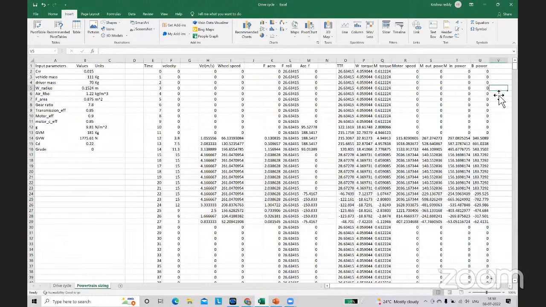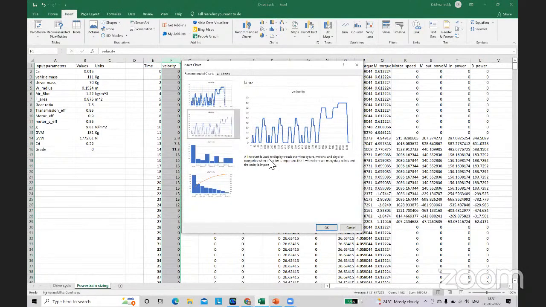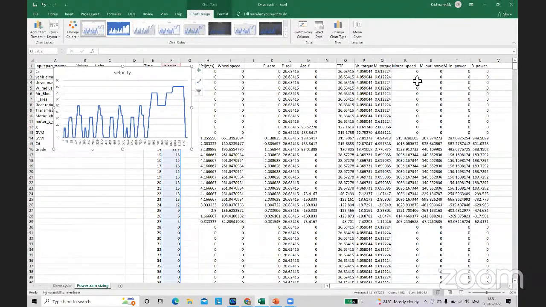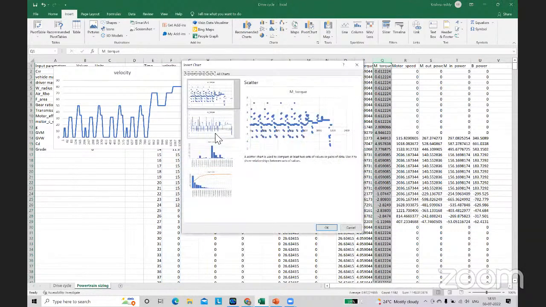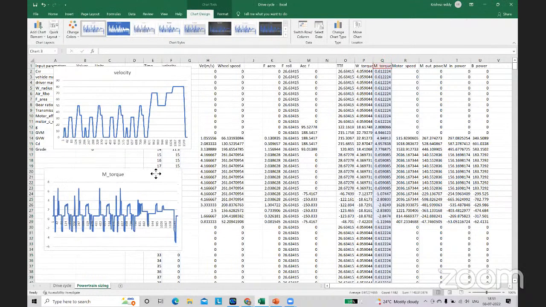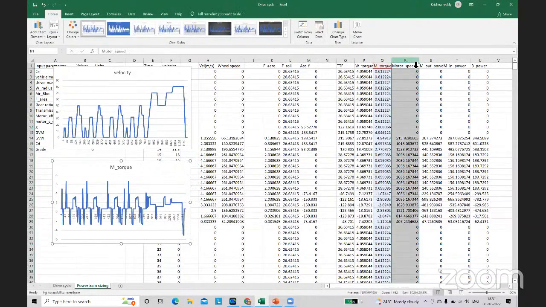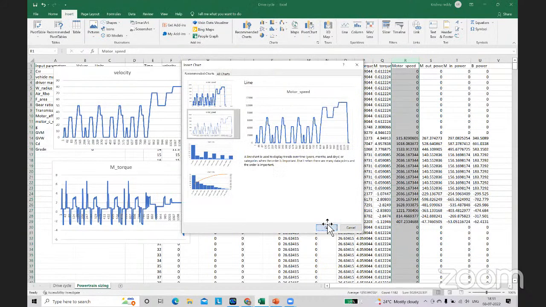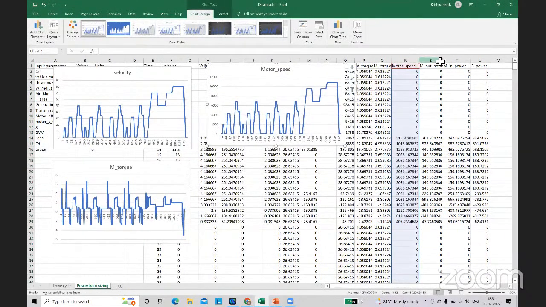So we'll end up here with respect to the calculation part. Now we'll discuss the results. Just put up a velocity graph here, then motor torque, and motor speed. Try to bring motor power also.